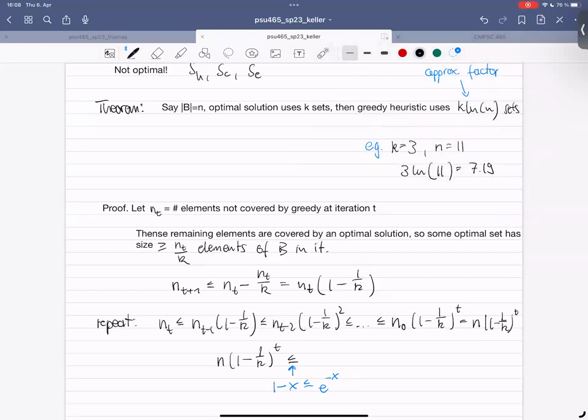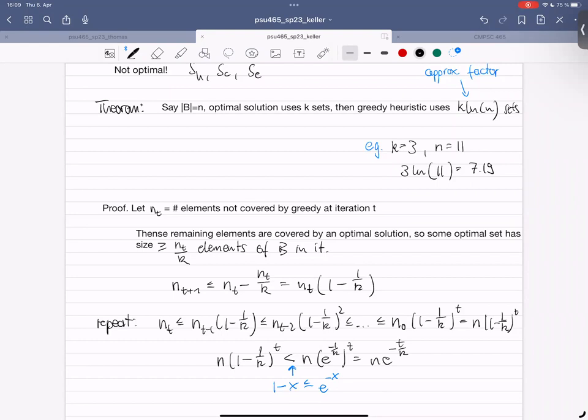And in fact, we can strictly bound it from above, not smaller or equal, but we can say that it is strictly smaller than just plugging in, n times e to the minus 1 over k to the power of t, which is the same as n times e to the power of minus t over k. Okay, so now we have strictly upper bounded the number of remaining elements at iteration t.